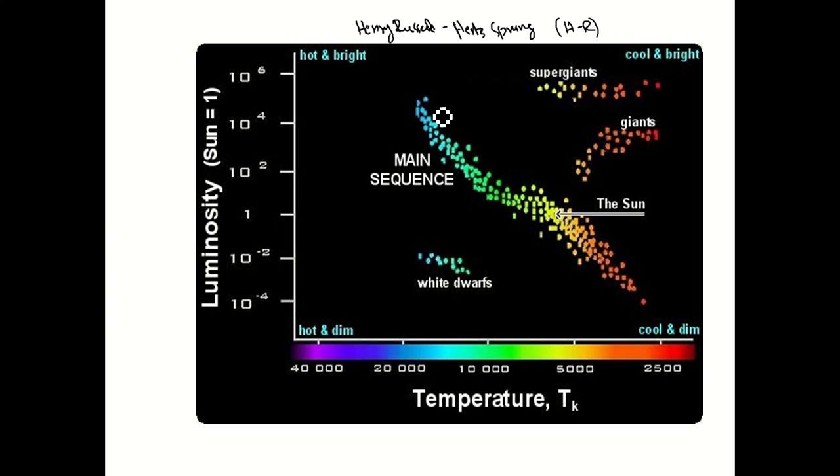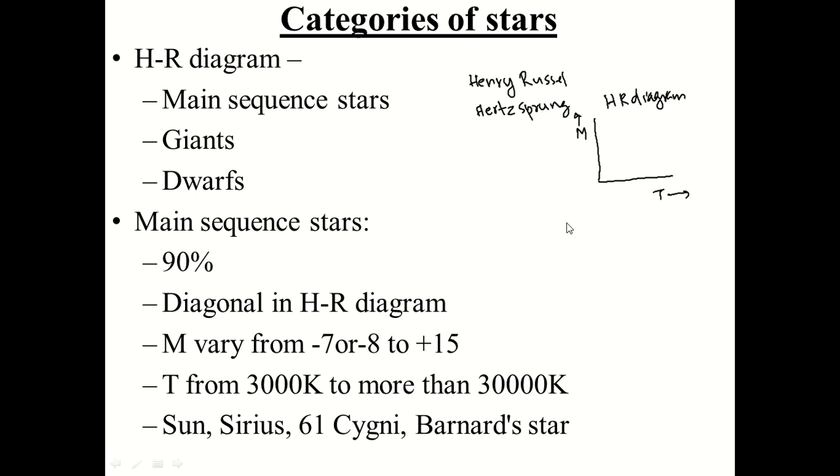Now you can see that 90% of the stars lie along a narrow band which runs from the left top corner, which has the hot bright stars, to the lower right corner below, which contains the cool faint stars. This main band of stars is called main sequence stars. So this is called the main sequence star.